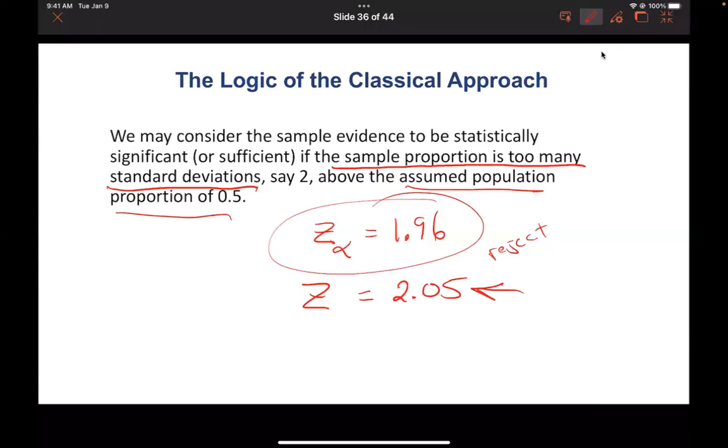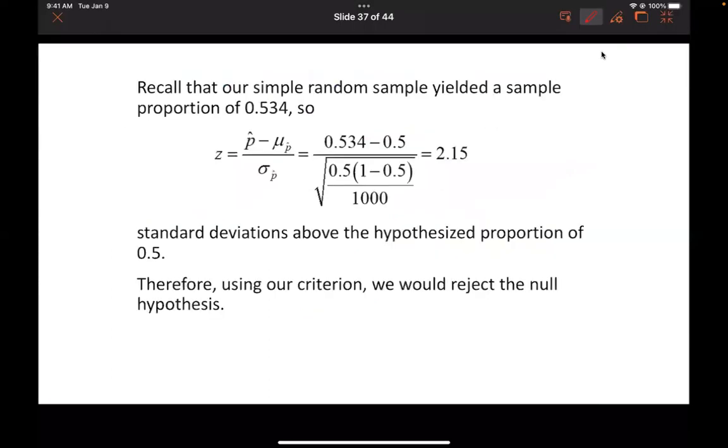And I think that we're going to get more into it here. Yeah, so see, we are 2.15 standard deviations away from the mean here. Because this is too many standard deviations away from the mean, we would reject the null. When we do some examples, it's going to help. We'll be doing examples on Thursday. It's really going to help with this.